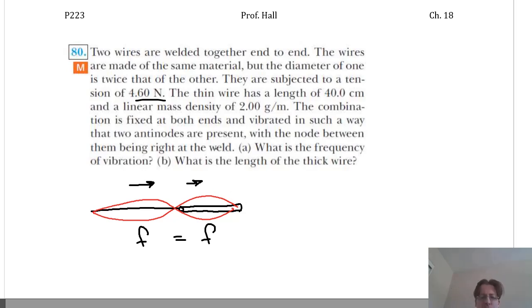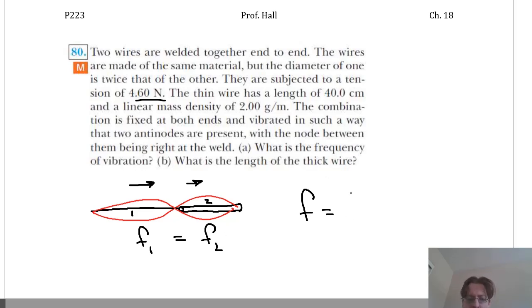Okay, so first job is to figure out what is the frequency of vibration. Remember, it's the same on both sides. So I can use the side where I know the length and the mass density to figure it out. So what I know is that it's a string with nodes at both ends. Let me call them L1 and L2, or wire number 1 and 2. So f1 is equal to f2, called f.